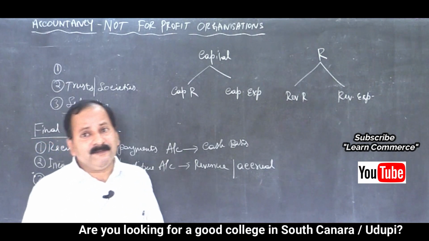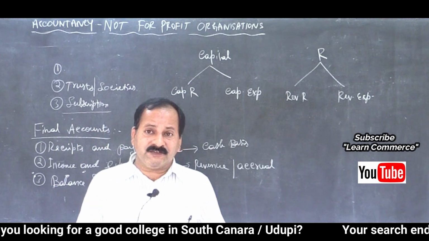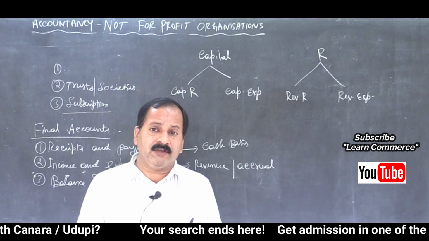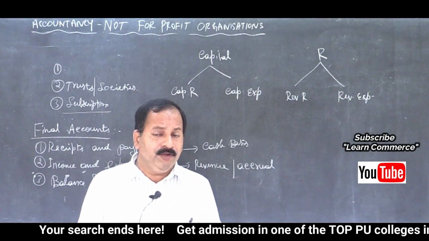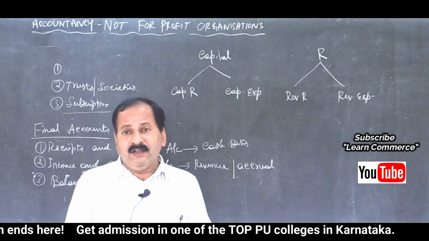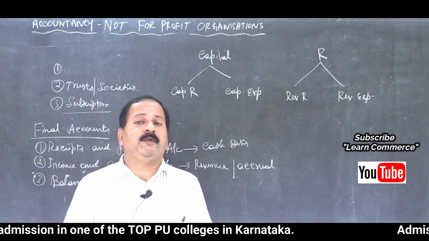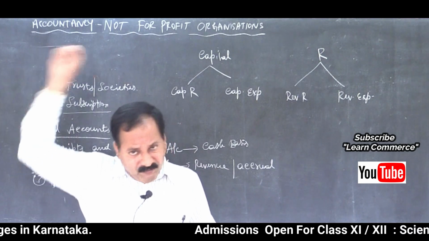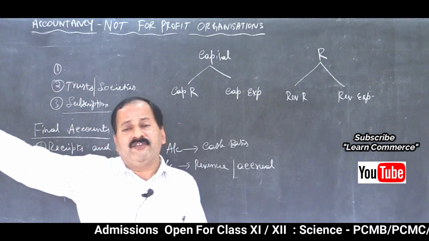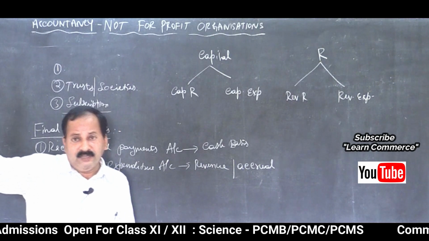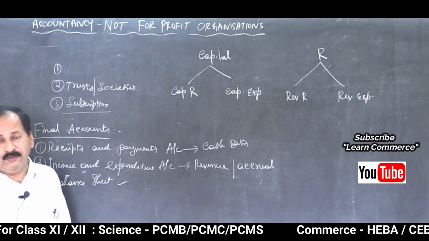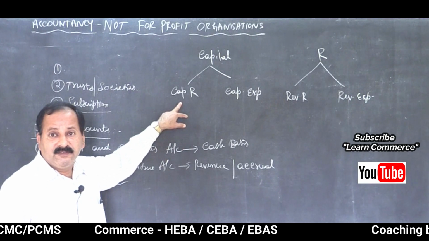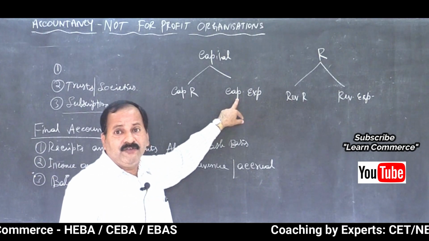The trustees or the owners of that not-for-profit organization should not utilize that amount for any other purpose other than the purpose for which it is provided. The amount was received only for construction of a swimming pool, so that amount should be utilized only for construction of the swimming pool and not for any other purpose. Not for any other purpose. That is capital receipt. The other one, capital expenditure.